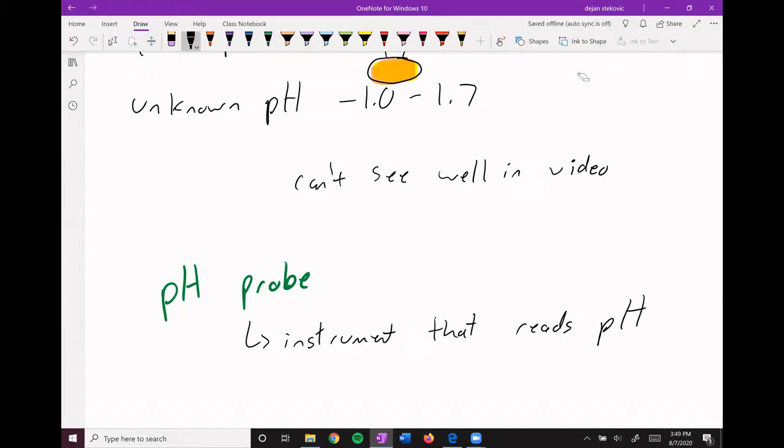And so you just buy this instrument, you stick it into your solution, and it'll read the pH for you. And so we'll do that as well to compare with our indicators and our pH probe, see if we get similar results, which we should.